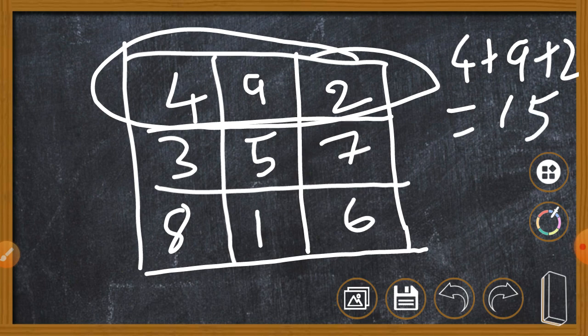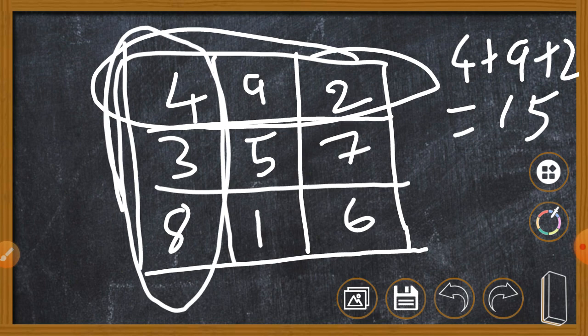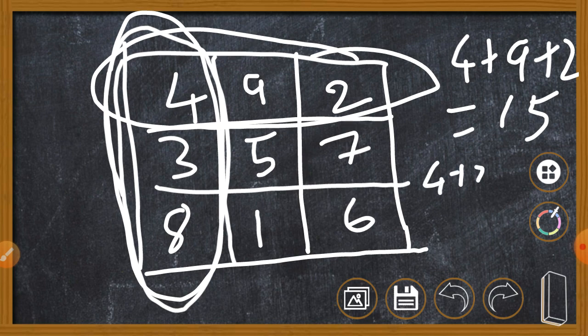Now if you add it from top to bottom, like any three boxes you choose which go from top to bottom, like this one, 4 plus 3 plus 8. What is 4 plus 3 plus 8? 4 plus 3 plus 8 is also 15.